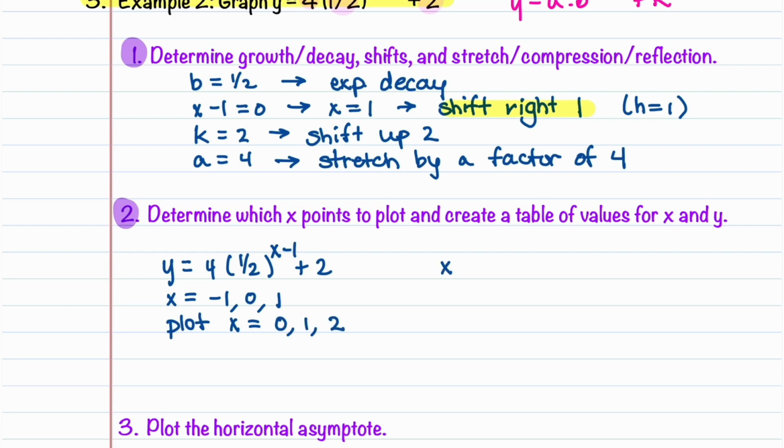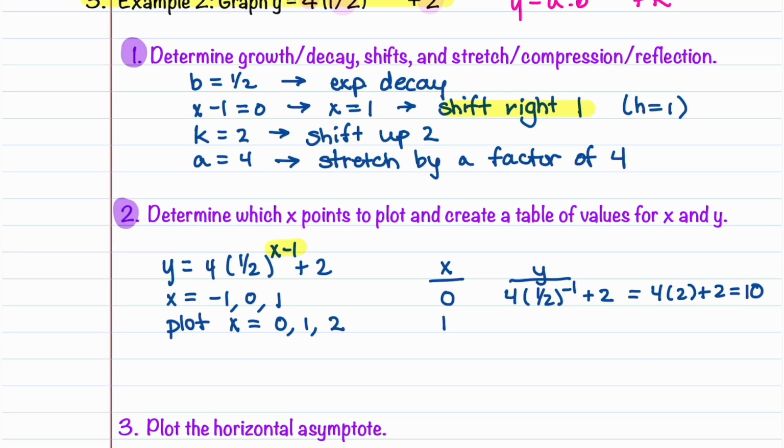Let's go ahead and create our table. There's our x, and we're going to start with x is equal to 0. We are going to plug 0 into the exponent for x, and we're going to get y is equal to 4 times 1/2 to the minus 1 plus 2. If we have 1/2 and we raise it to the minus 1, we just have to flip the fraction. So this is 4 times 2 plus 2, and that's equal to 10.